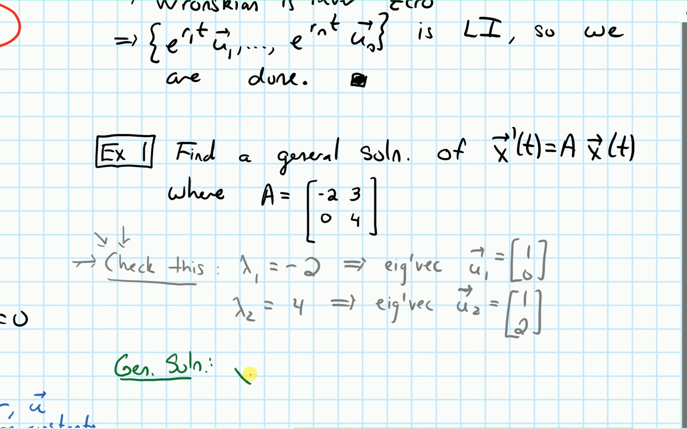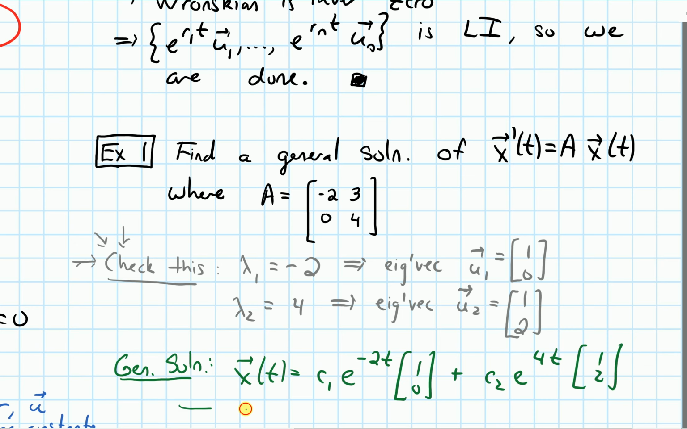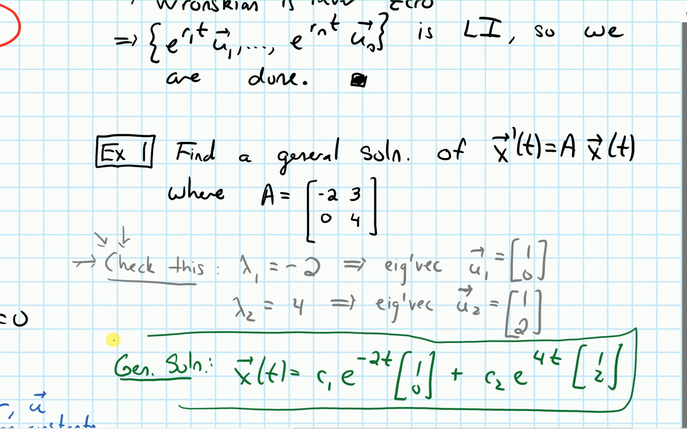Our general solution, our vector valued function x(t), is going to be c1 times e to the first eigenvalue, -2t, times its eigenvector, 1, 0, plus c2 times e to the next eigenvalue, 4t, times its eigenvector, 1, 2. And that's it. That's our general solution to this differential equation right here. So if we can find the eigenvalues and the eigenvectors of this matrix, as long as there are n linearly independent eigenvectors, and here there were, I can write down my general solution in this form.